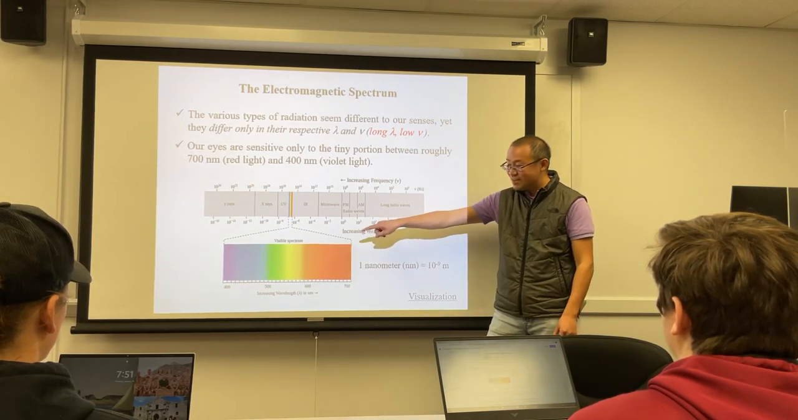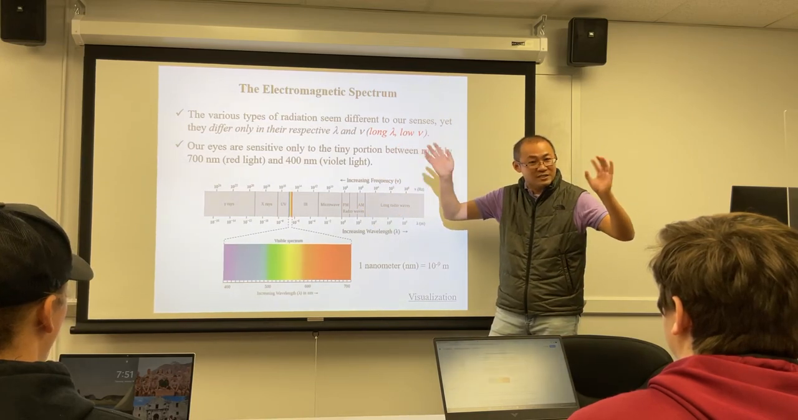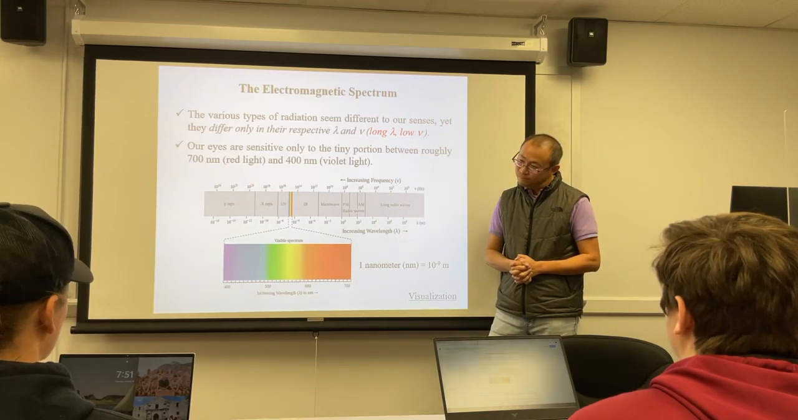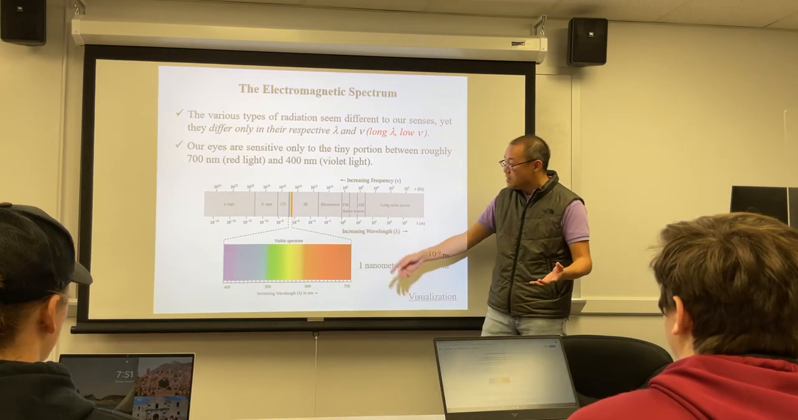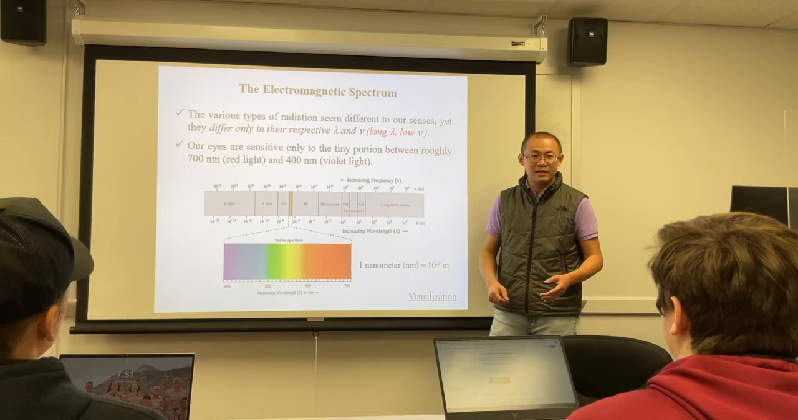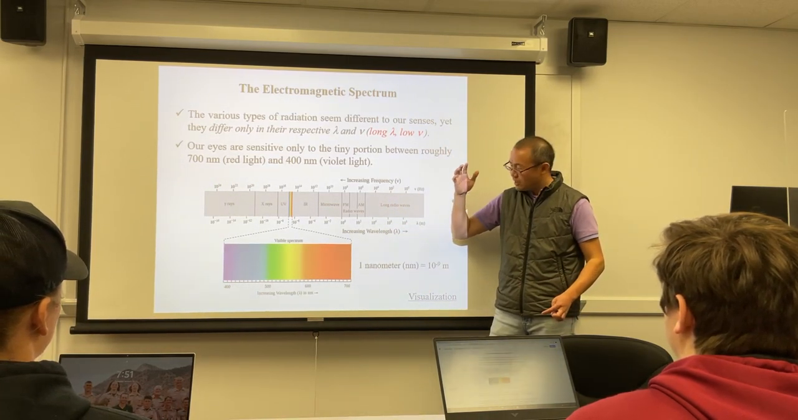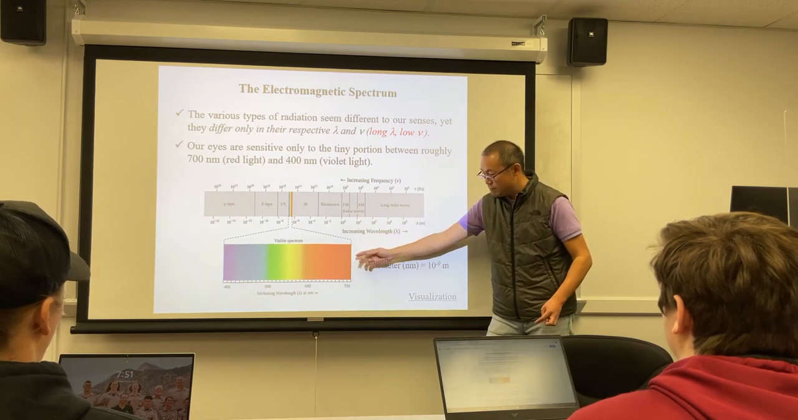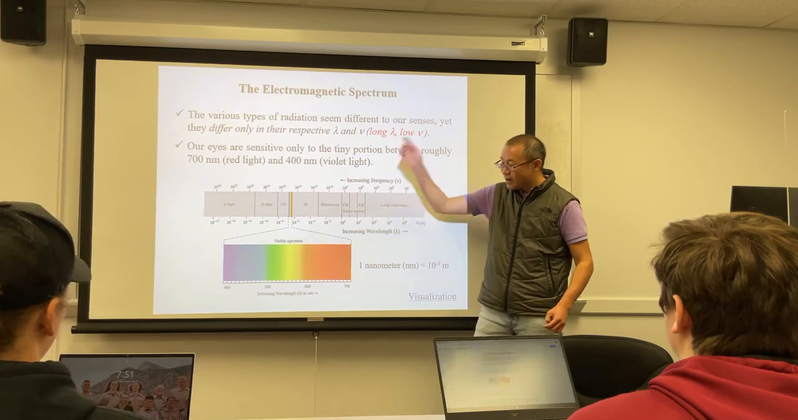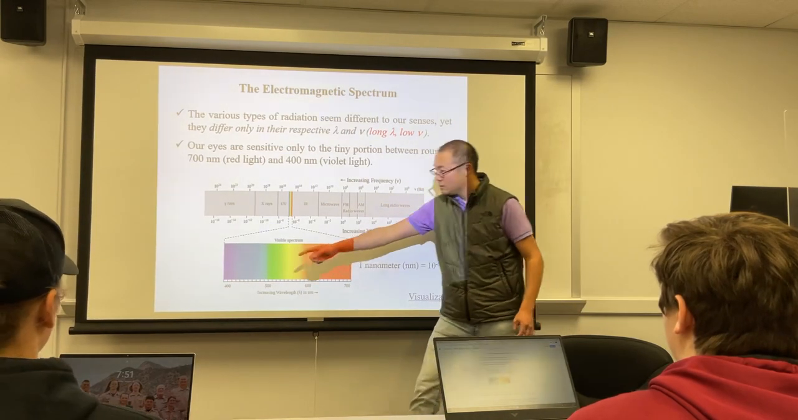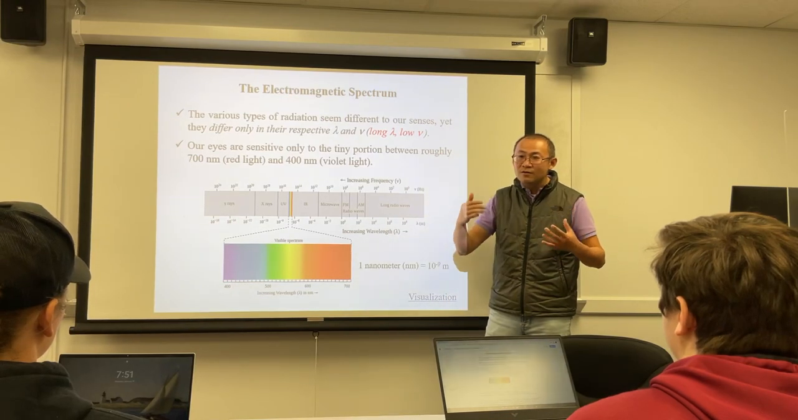We can only see the seven colors. Anything else here, the light, we cannot see. They're around us, we just cannot see them. Now, these seven colors are still different in their what? Wavelengths or frequency. Take a look at the seven colors. Which one has the longest wavelengths? Red. Red has the lowest what? Frequency. Very good. And which one has the shortest wavelengths? Violet. And violet has the highest what?